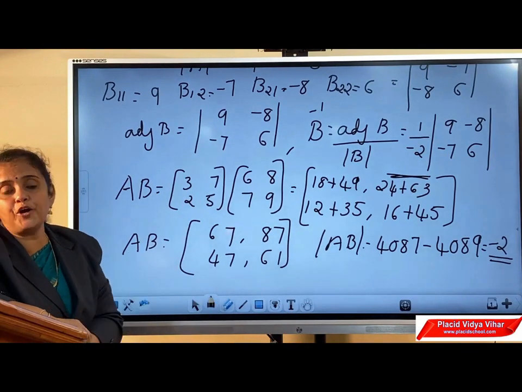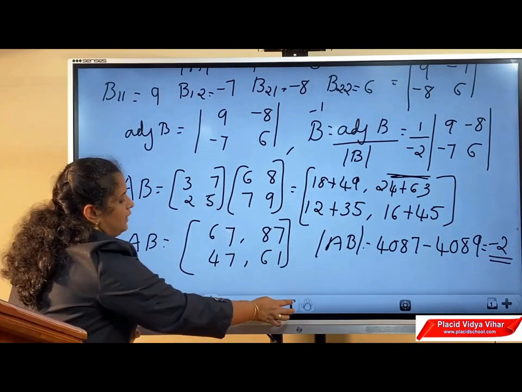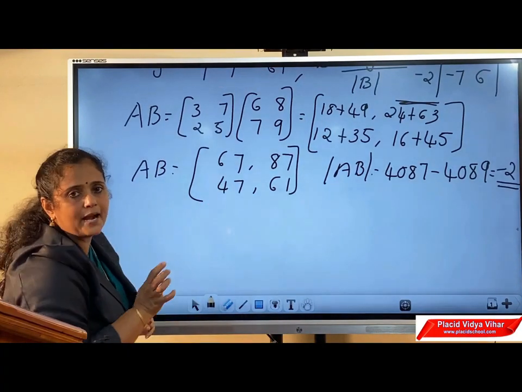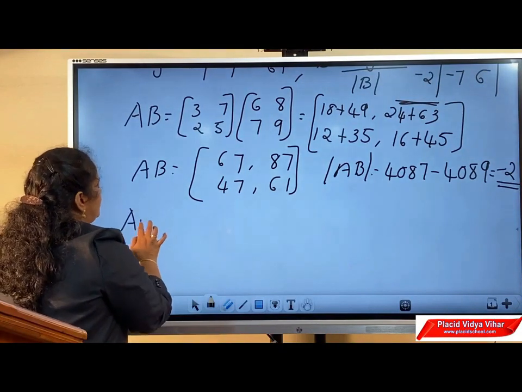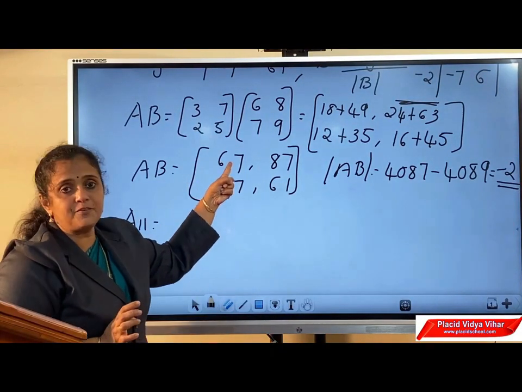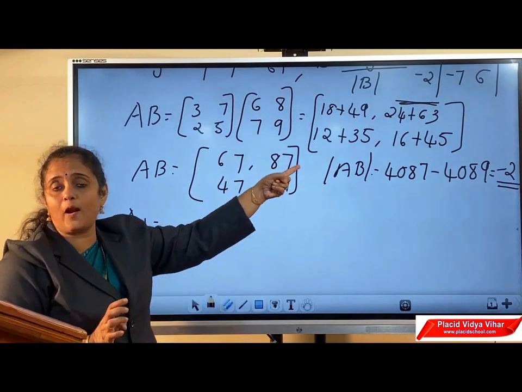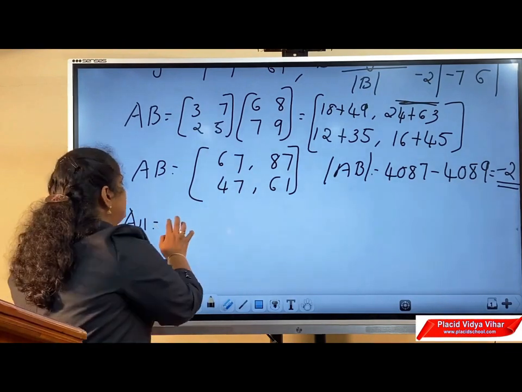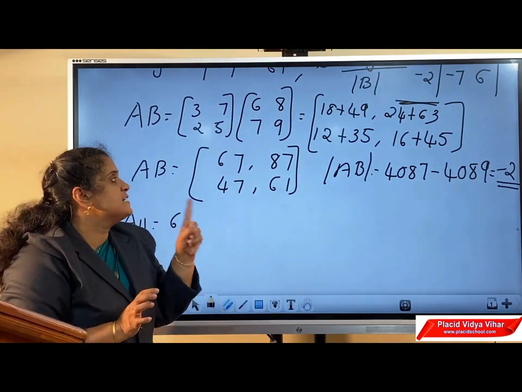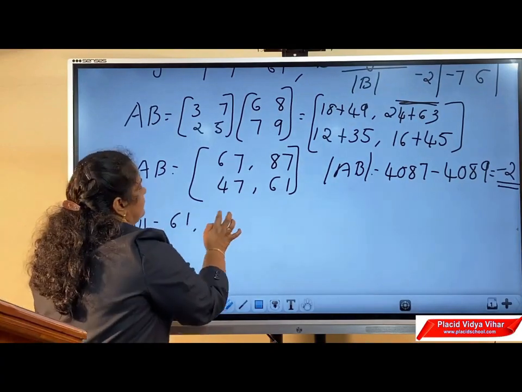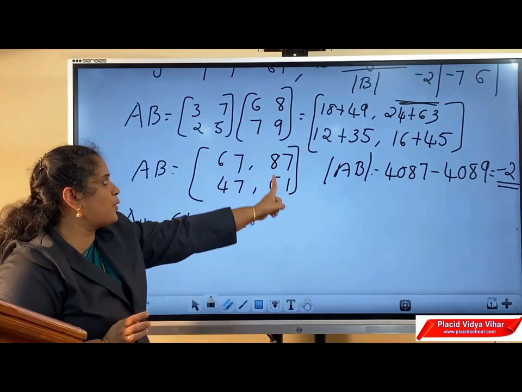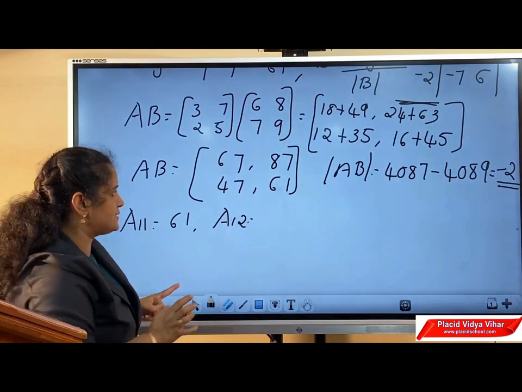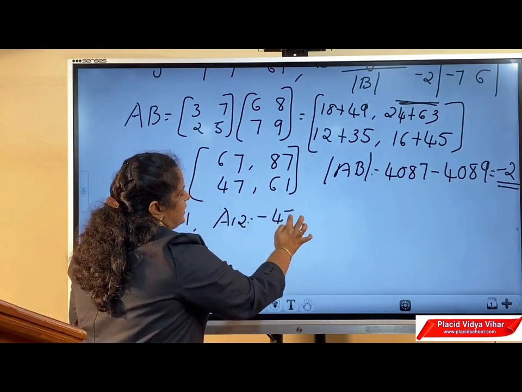Then we can find the adjoint of AB. We can find AB, we got the answer. Then adjoint of A11 is equal to the first element. That means the corresponding row and column you should eliminate. The remaining element is 61, that element is positive. That is A11 is 61. A12, that means 87. The corresponding row and column you should eliminate. The remaining, only one element will be left. That element is negative. That is minus 47.